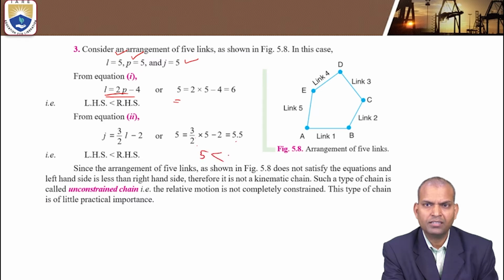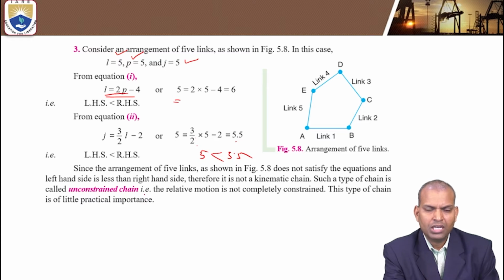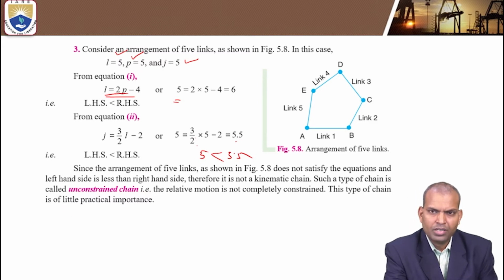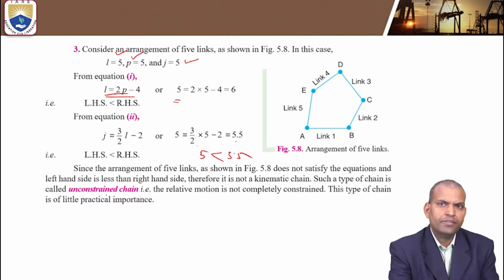LHS is less than RHS value. So it doesn't satisfy the equation of kinematic chain. So such type of chain is known as unconstrained chain. That means the relative motion between the links is not completely constrained. This type of chain has very little practical importance. Alright, that is the way we'll decide.